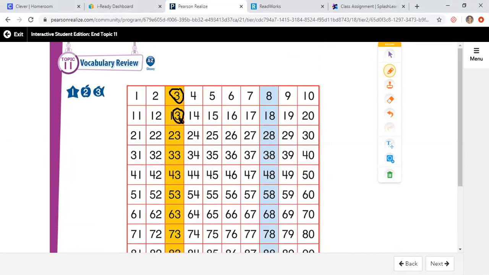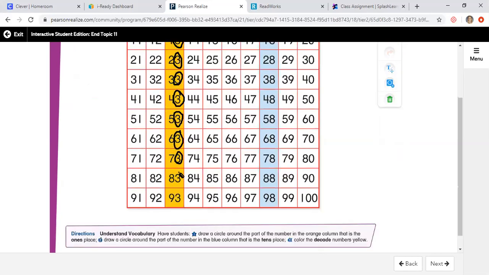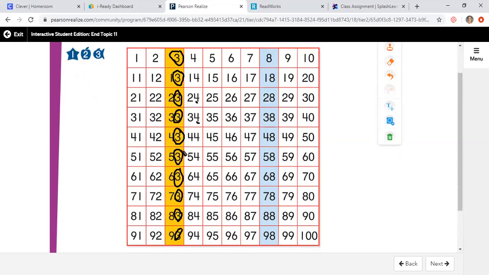This is also in the ones place. This is also in the ones place. So look, this whole column, every single number in this column has a 3 in the ones place. It's pretty neat. And if you look at the column next to it, they all have the number 4 in the ones place. All right, so in this column right here, the number that is in the ones place is the 3. In the tens place, we have 1, 2, 3. That number over there is in the tens place.